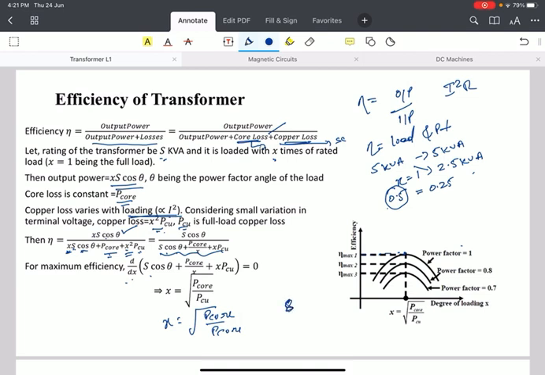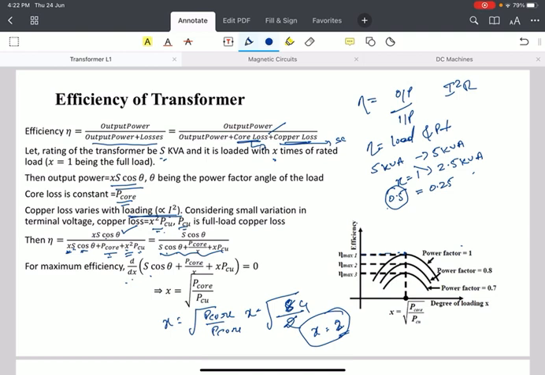Full load copper loss of a transformer is, let us say, 2. Then X is equal to square root of 4. Then X is equal to 2. That means when the transformer is loaded at twice its rated value, it will give the maximum efficiency. But this will not be the case. Maximum efficiency of the transformer is obtained at almost the full load.